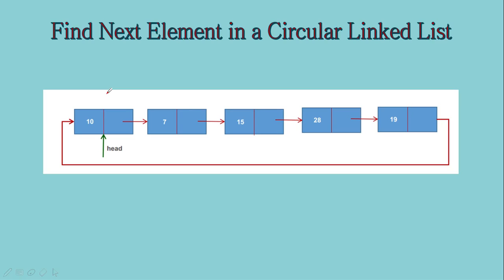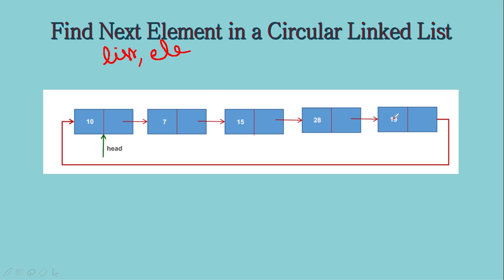Hi everybody, in this video we will be discussing how to find the next element in a given circular linked list. If the input is a list and an element, we have to return the next element of the given element in the list. For example, if we are given a linked list with 5 elements like this, and if 7 is the element, then we should return 15 and so on.